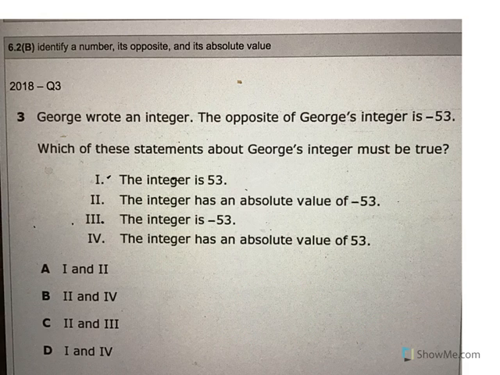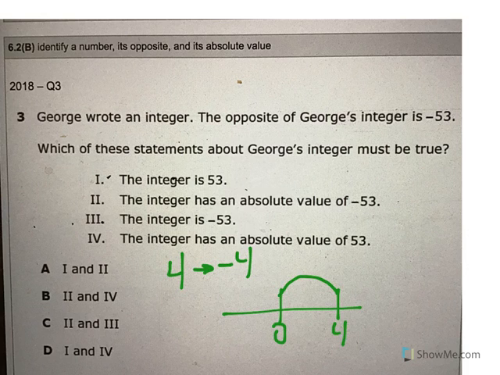Let me show you how that would work. So the opposite of 4 would be negative 4. Why? Because if I started off on a number line, and here's 4, what's the opposite side? It would be negative 4. So how do I find the opposite of a number? You just multiply it by negative 1. So why is that important?